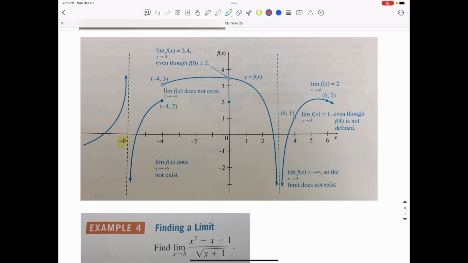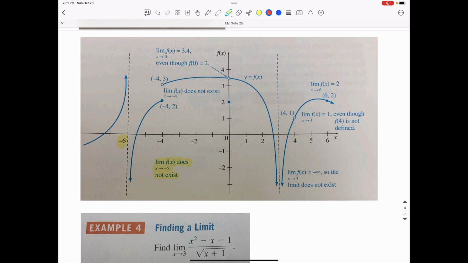In this case, as we get closer to -6, we can see that there's an asymptote at -6. On one side of the asymptote it is increasing, and on the other side it is decreasing as you approach the asymptote. So whatever this function is, as x approaches -6, it is increasing and decreasing indefinitely on both sides. The limit does not exist.